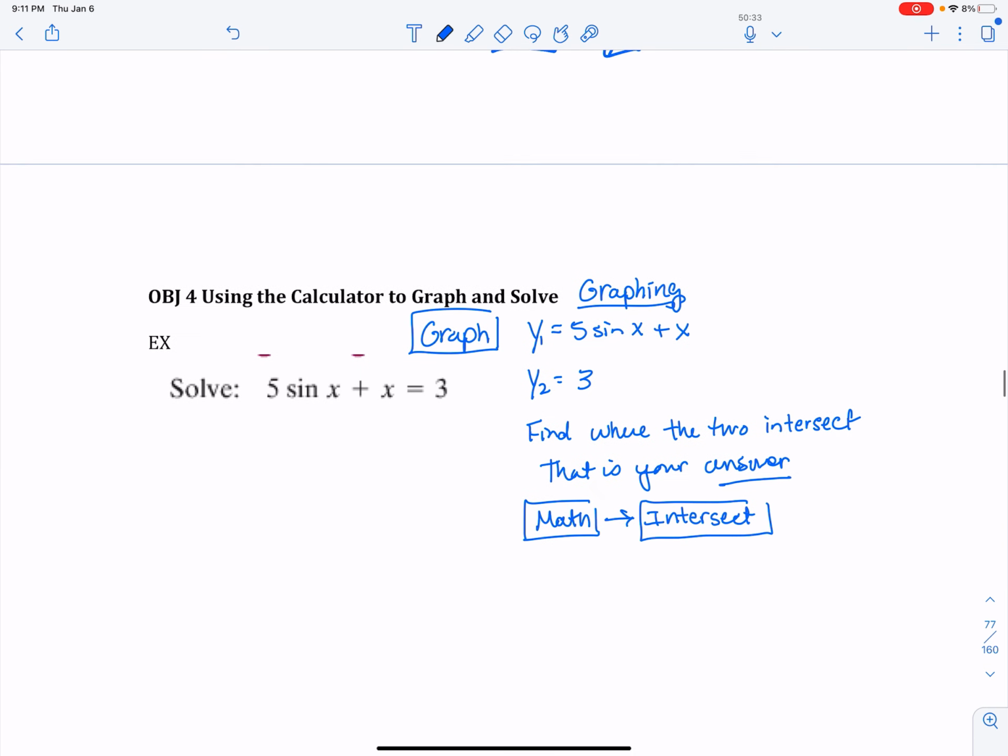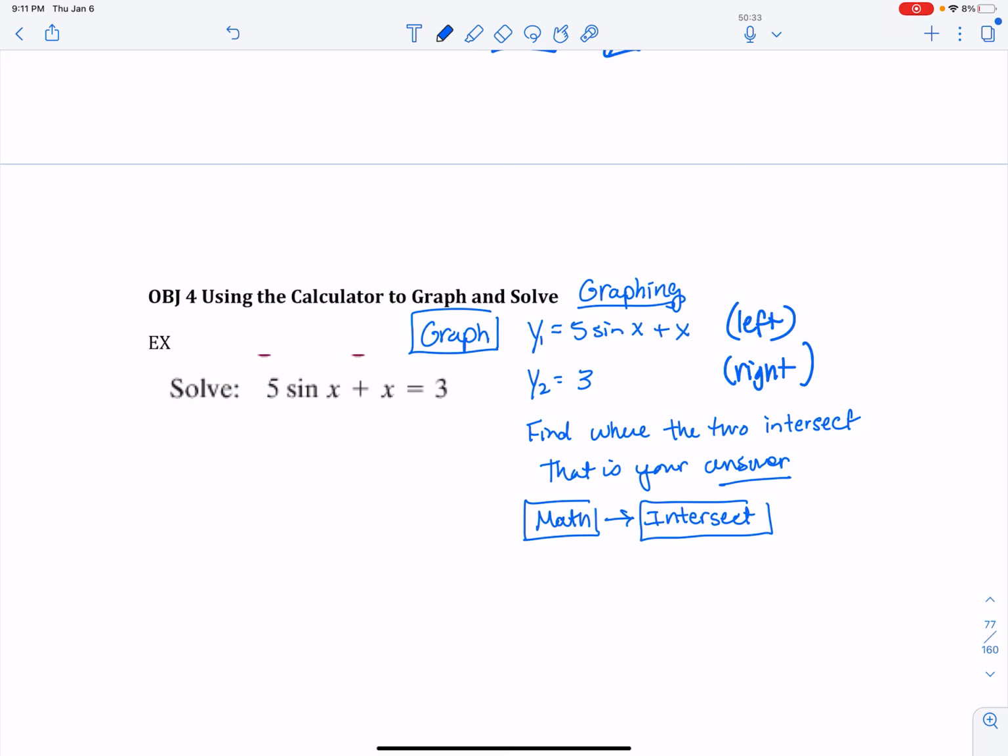Objective 4, it says solve using a calculator. When you do these, you have to graph this. So what you do is you put the first equation equaling the left-hand side, and then the second equation, you're going to let that equal the right-hand side. So on the calculator, it usually says y1, so you let that equal 5 sine x plus x, and y2 is just 3. And what you're trying to do is find where 5 sine x plus x and 3 intersect. That's going to be your answer.